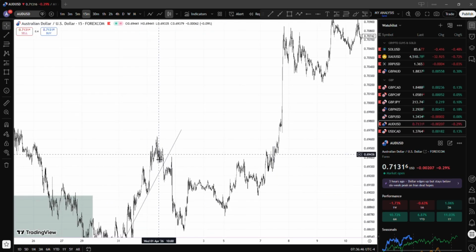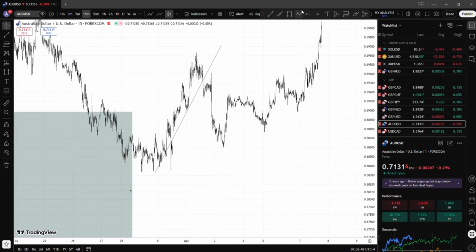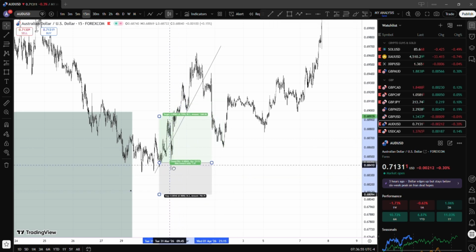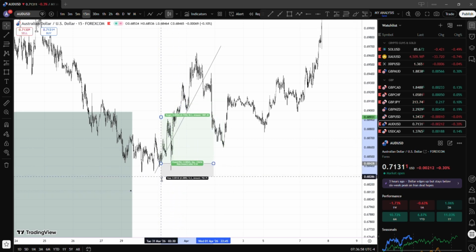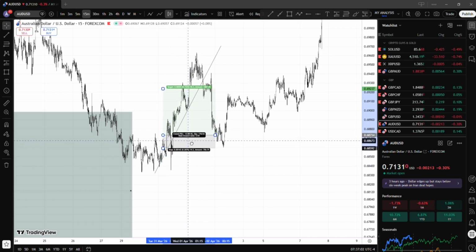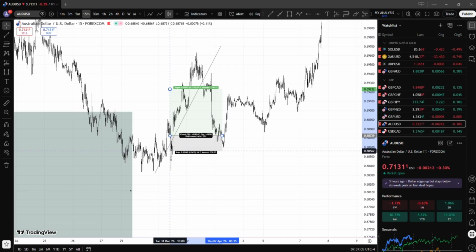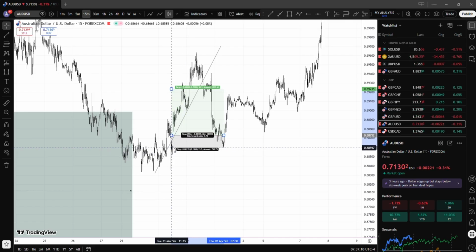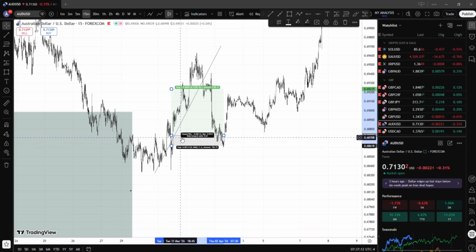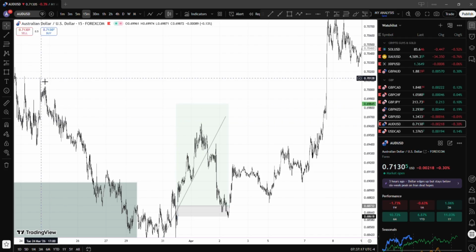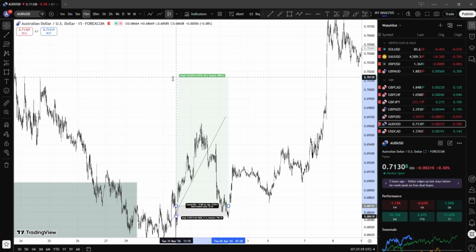To that same up, some other persons actually bought from here, put their stop losses here. For instance, their stop loss is here, targeting maybe this high here. So if you get here, I'll take a profit.